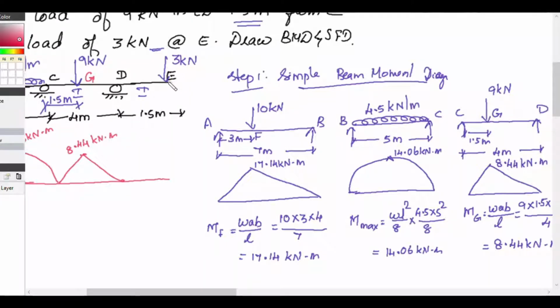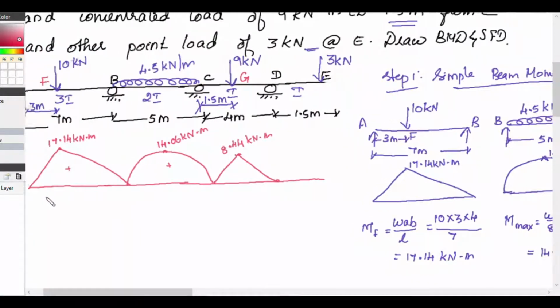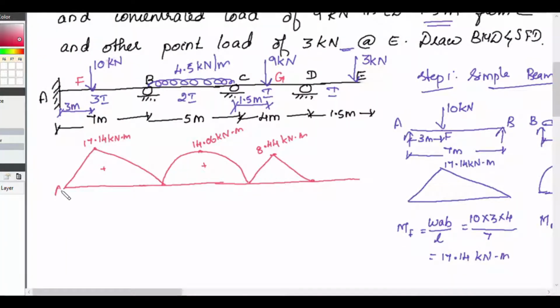So for EC, since there is no support at E, there will not be any free moment. That is, there will not be any simple bending moment in the span BE. So now this is A, B, C, D and E. This is also positive. So this diagram is called the simple beam moment diagram.